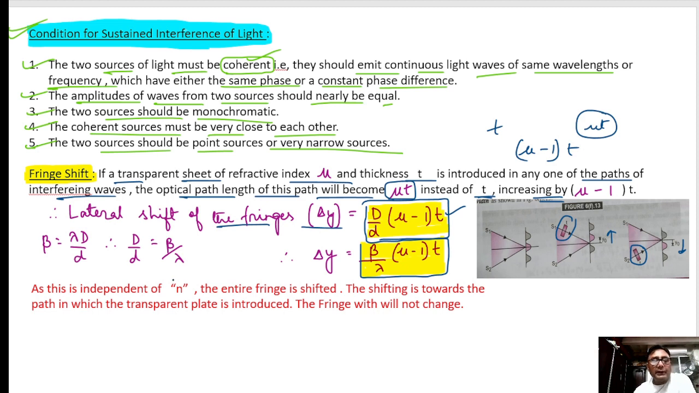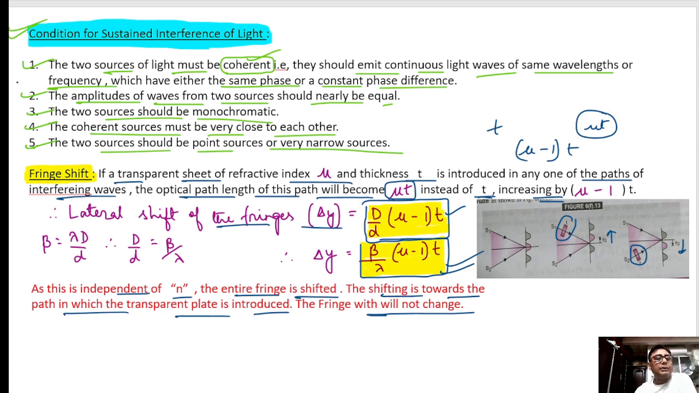So as this is independent of n, the entire fringe pattern is shifted. The shifting is towards the path in which the transparent plate is introduced. Whichever side the transparent plate is introduced, the fringes will shift to that side. By how much? By this much. But the fringe width will not change. It will just shift by this much.